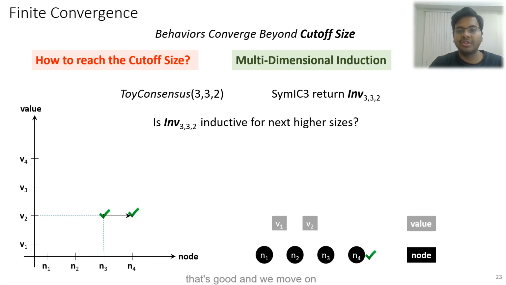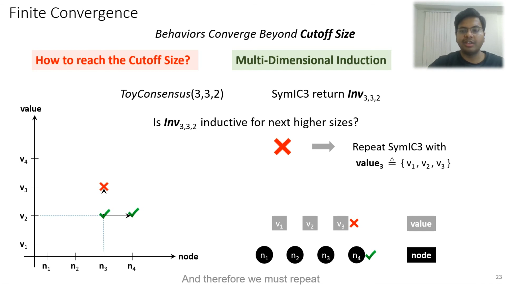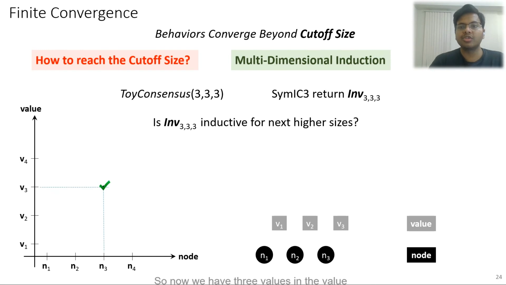If yes, that's good, and we move on to the next dimension, that is, increase the value domain. If it fails, this means we haven't converged and haven't reached the cutoff yet, and therefore we must repeat Symmetry with now 3 values, because increasing the value domain added more behaviors which we have not considered yet. So now we have 3 values in the value domain, and we repeat the Symmetry procedure. And let's say we get a new inductive invariant inv333.